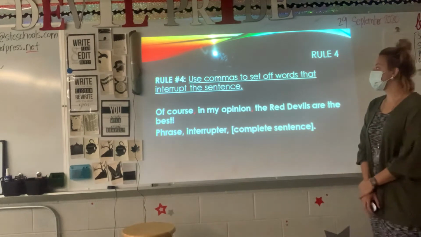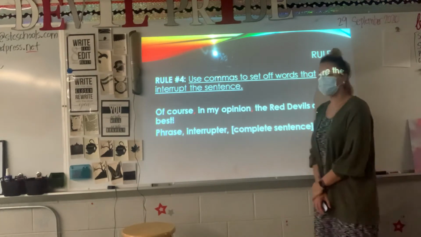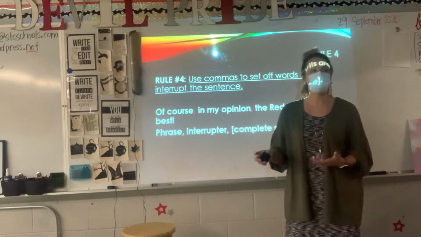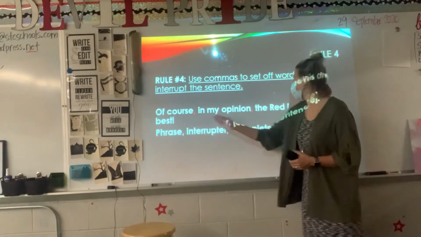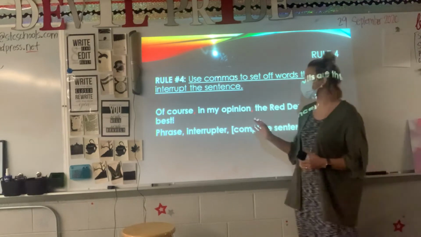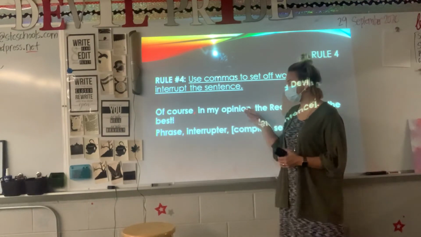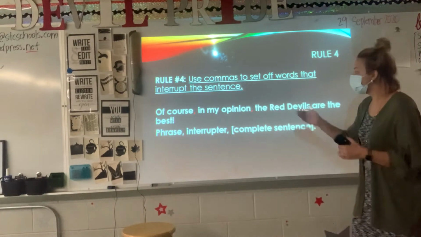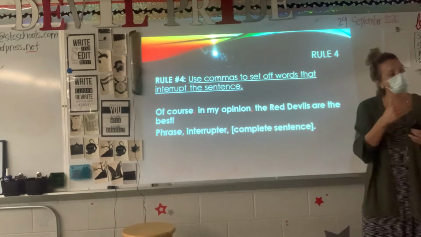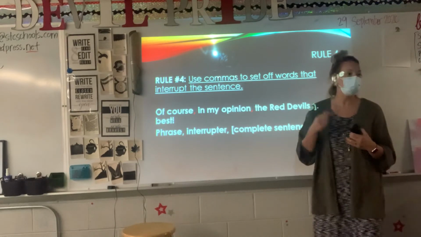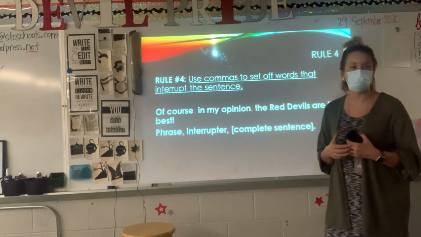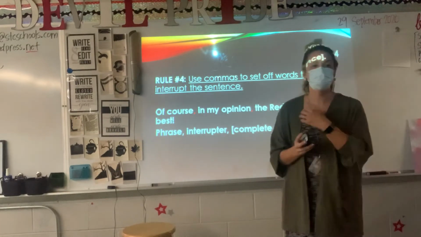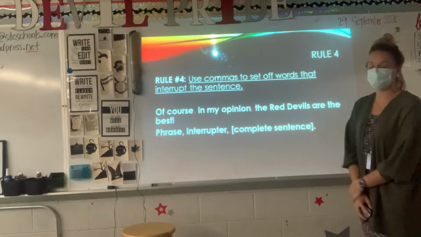Rule number four is the interrupter rule, and this can be words or phrases that fall within your sentence. So, of course, in my opinion, the Red Devils are the best. If I got rid of this interrupter, I'm still left with a complete thought. So it's a similar trick to rule number three. If you take out what's within the commas and you're still left with a complete sentence, you know you have used that rule correctly. So go ahead and give rule number four a try, practicing your interrupter.